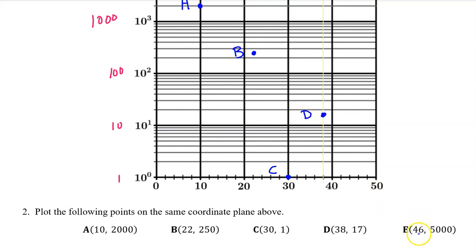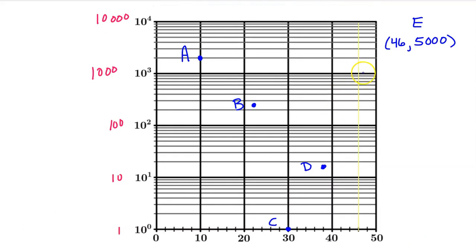Point E is at 46. This goes 42, 44, 46. To get to 5,000, we must pass 1,000. And as we pass 1,000, we begin counting by thousands. So this line is 1,000. The next line is 2,000, 3,000, 4,000, 5,000. So point E is right here.